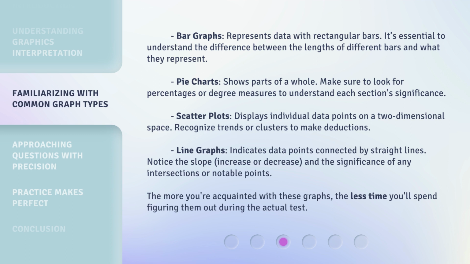Scatter plots display individual data points on a two-dimensional space. Recognize trends or clusters to make deductions. Line graphs indicate data points connected by straight lines. Notice the slope, increase or decrease, and the significance of any intersections or notable points. The more you're acquainted with these graphs, the less time you'll spend figuring them out during the actual test.